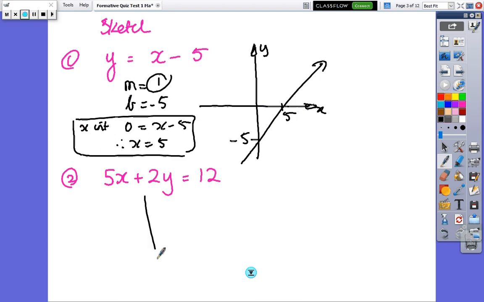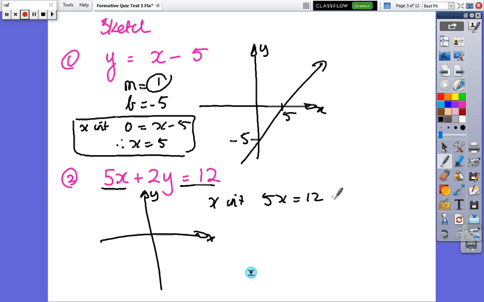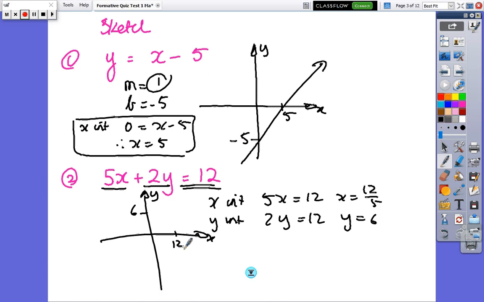Okay, in the next one, it's in general form, so this is going to be easy. The x-intercept is 5x equals 12, so x equals 12 over 5. For the y-intercept, 2y equals 12, so y equals 6, so there's 6, there's 12 over 5, and then just join the lines up. Okay, that question is done. Not too neat, but it's done. Don't forget to get y and x on your labels.